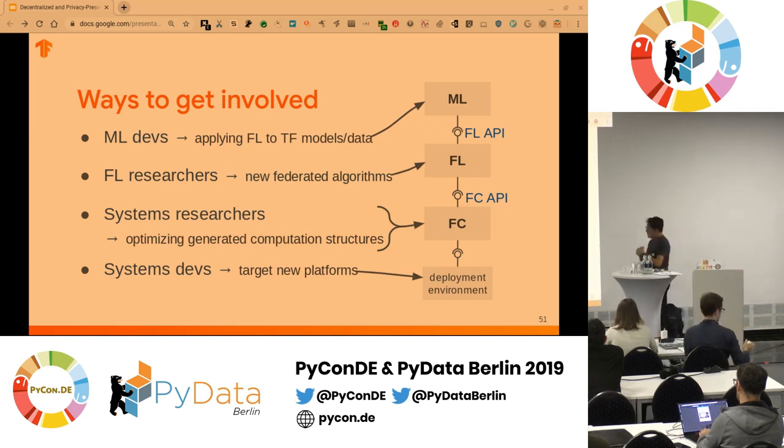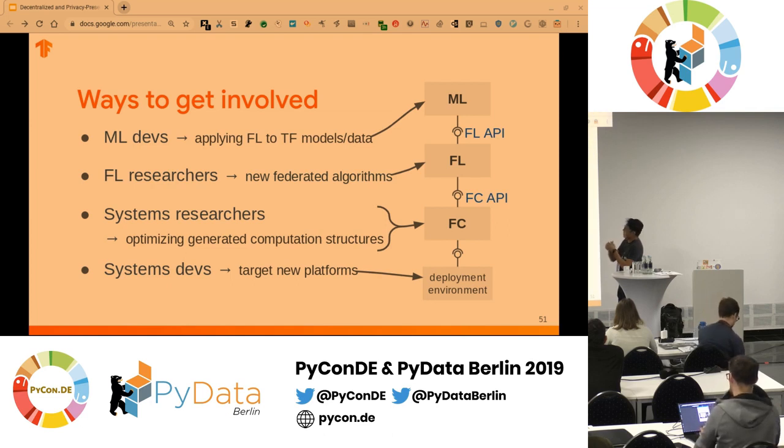And again, this is a community project. There are multiple ways to get involved. You can apply FL and TF to existing models, which is what I was talking about a second back. If you're an ML dev, you can very easily federate your model and see if that makes it better, right? If you're an FL researcher, you can try new federated algorithms. If there are extensions that you think don't exist, and there'll be lots of those, you can contribute. You can add those and enable those.